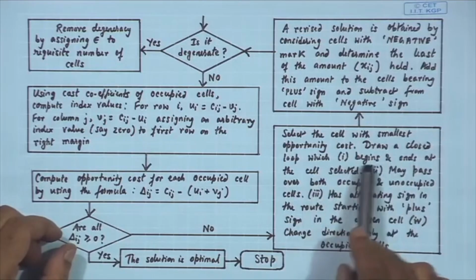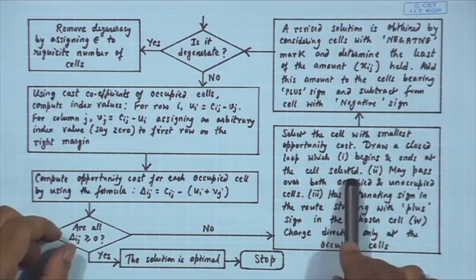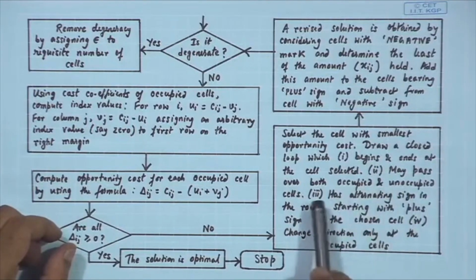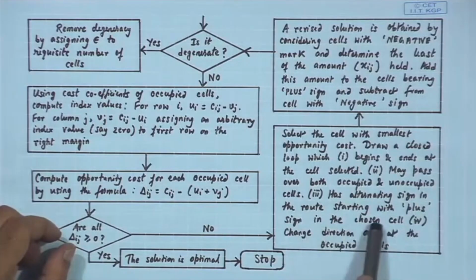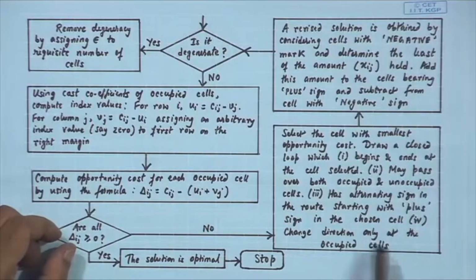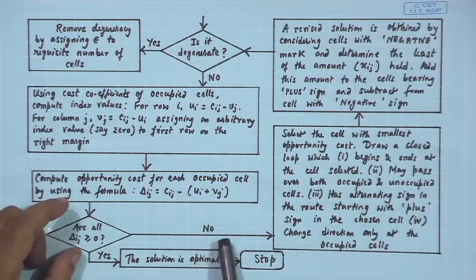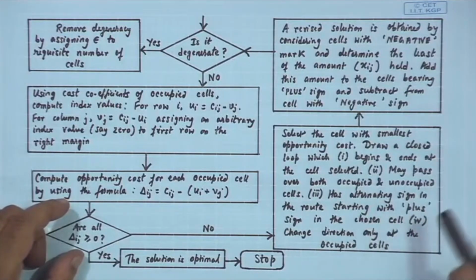Draw a closed loop which begins and ends at the selected cell. It may pass over both occupied and unoccupied cells, and has alternate signs along the route, starting with a plus sign in the chosen cell. Change direction only at an occupied cell. So, please follow this step to draw the loop. That means, whenever your delta i j is less than 0, there it must form a loop. Please note this. And how to draw the loop?